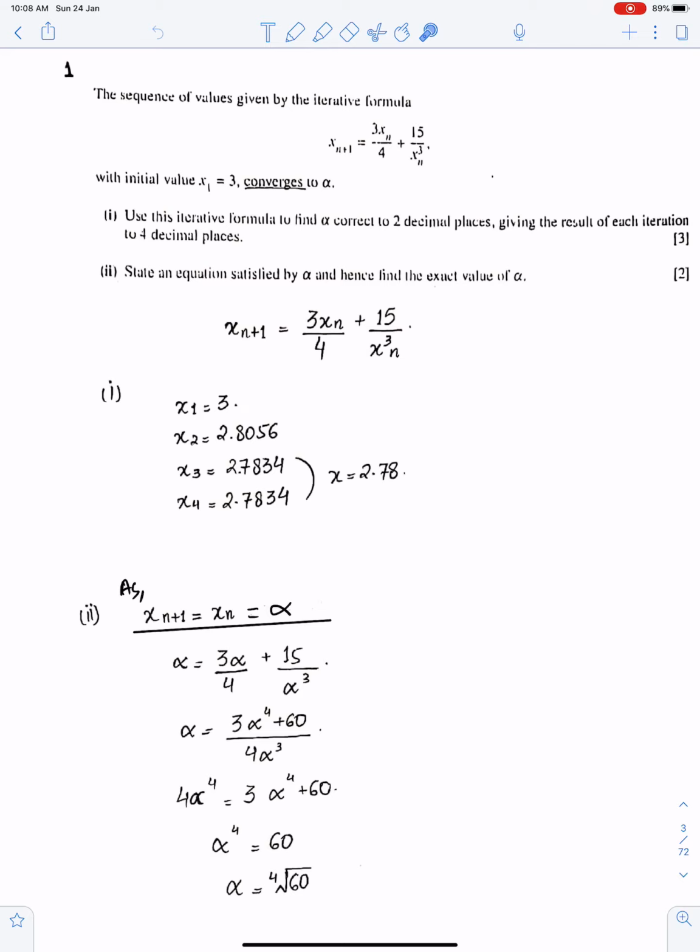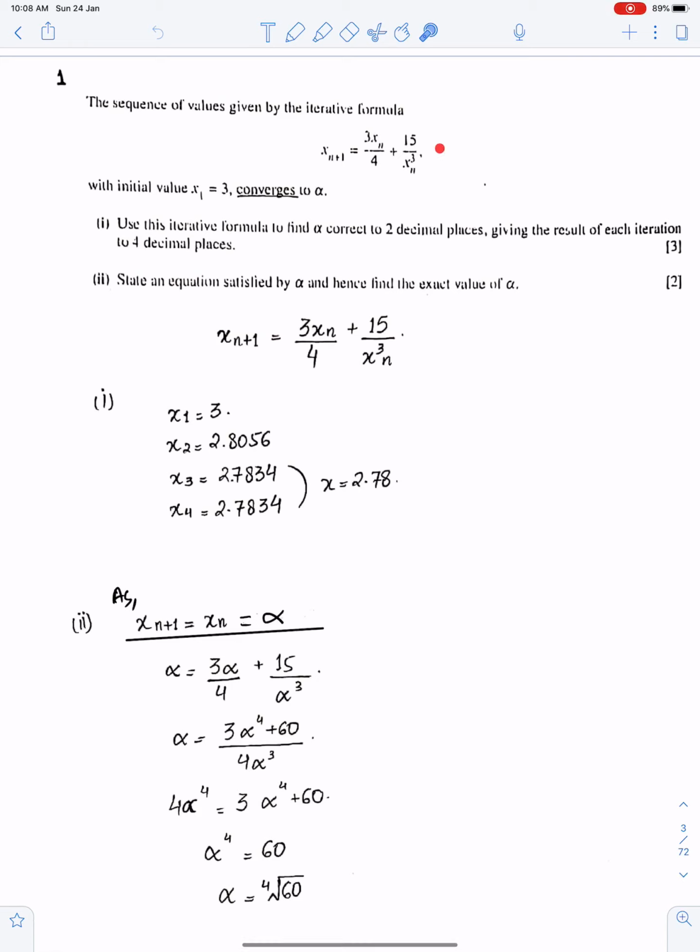Question number 1. The sequence of values is given by an iterative formula. This is the iterative formula, with initial value 3, converging to alpha. Use this iterative formula to find alpha, correct to 2 decimal places, giving the result of each iteration to 4 decimal places. This is so simple.